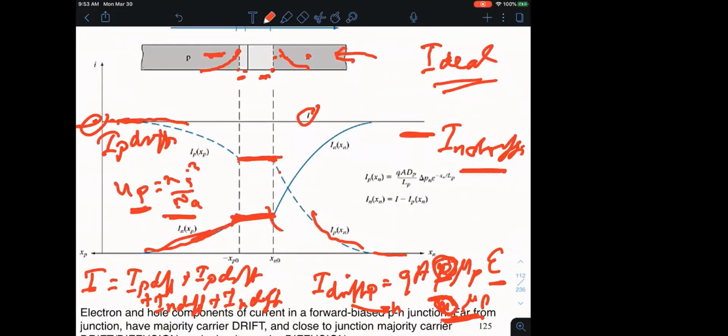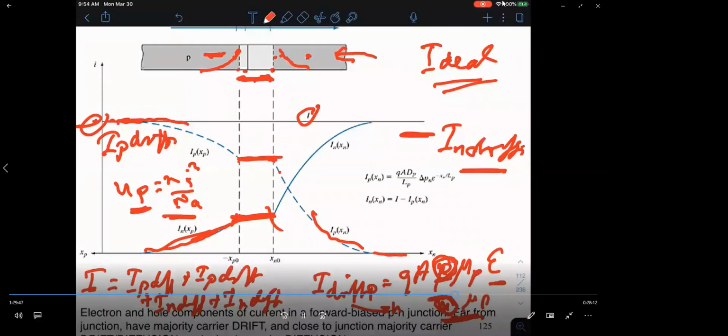And then I made the bold statement due to Shockley, the so-called Shockley ideal diode approximation. It states that there's no generation recombination that goes on within the depletion region. If that is true, then the whole diffusion current that I've calculated on the N side must be the same as the whole current over here, right? There's no recombination going on. Similarly, the electron diffusion current that I've calculated over here must be the same as the electron current over here.